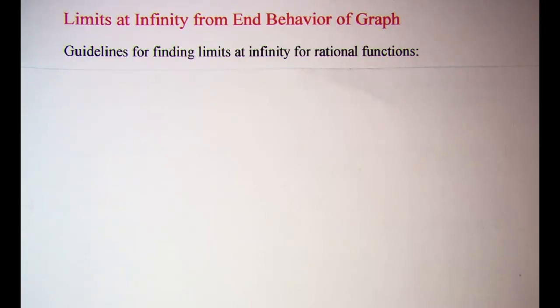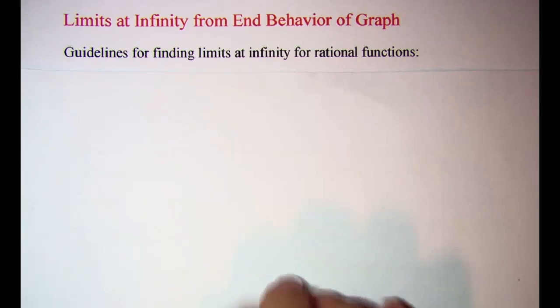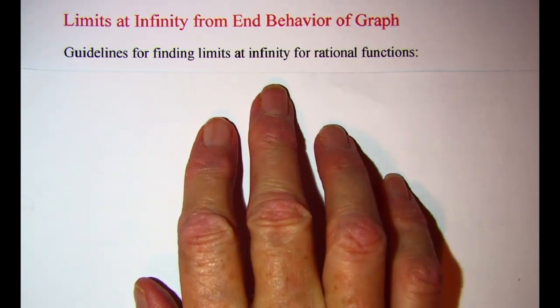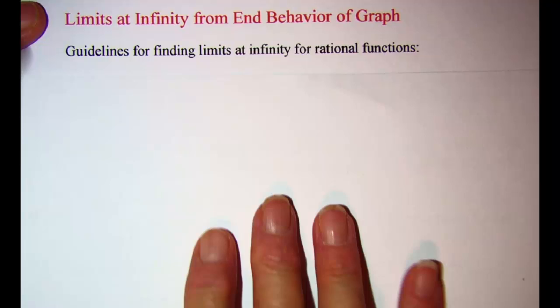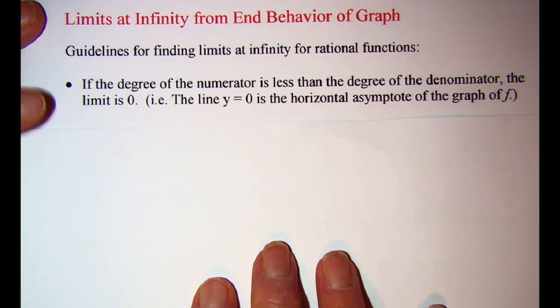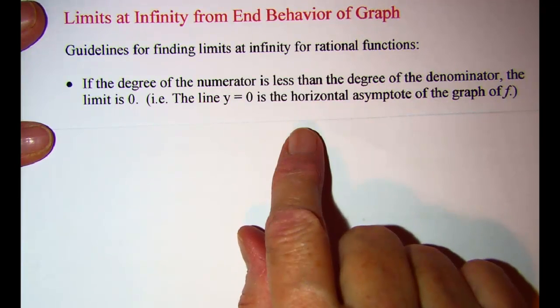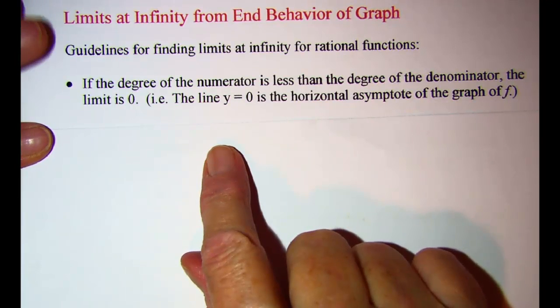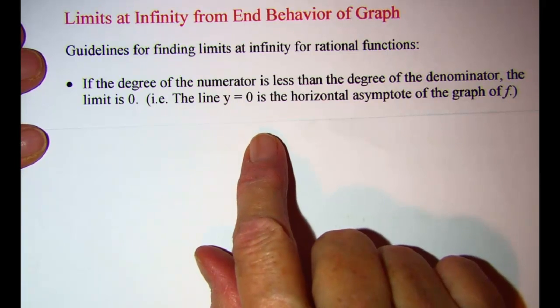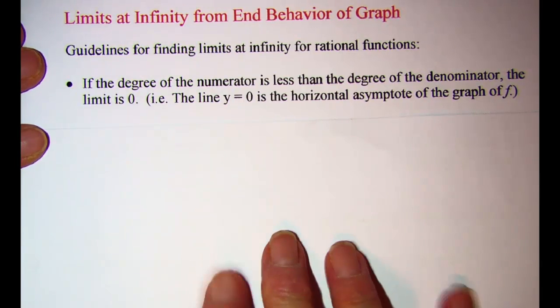In this video, we'll be looking at rational functions and determining the limit at infinity by observing the end behavior of the graph. Some guidelines to follow when you're finding limits at infinity for rational functions. If the degree of the numerator is less than the degree of the denominator, the limit is 0. In other words, the line y equals 0 is the horizontal asymptote of the graph.